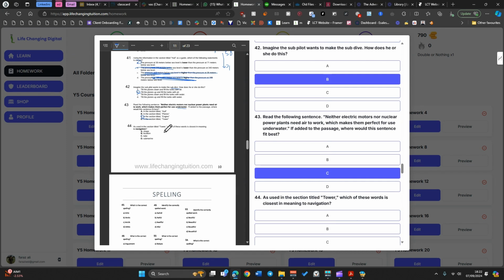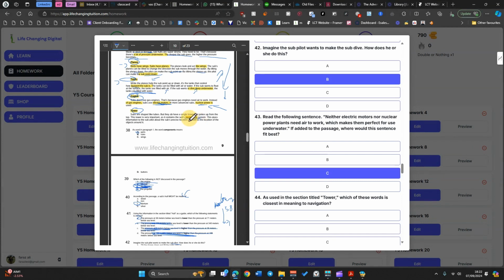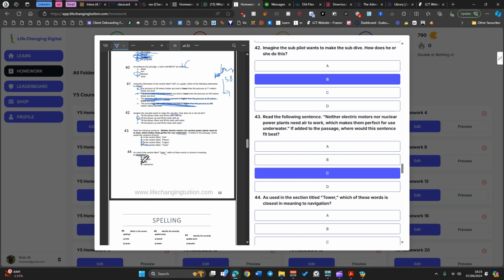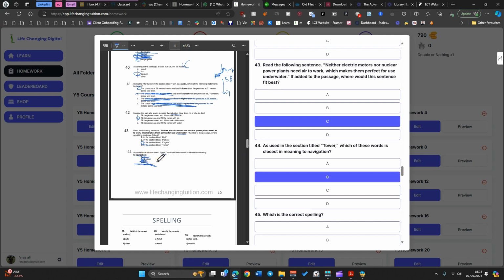Question 44. As used in the section titled Tower, which of the words is closest in meaning to navigation? So navigation, if we look over here, the navigation system, it's basically looking at information. It's giving information to the pilot about its precise location, as well as the location of the objects around it. So shape isn't the correct one. Neither is tube or submarine. Navigation will basically tell you where the location of the sub is. So option B, sorry. B is location.